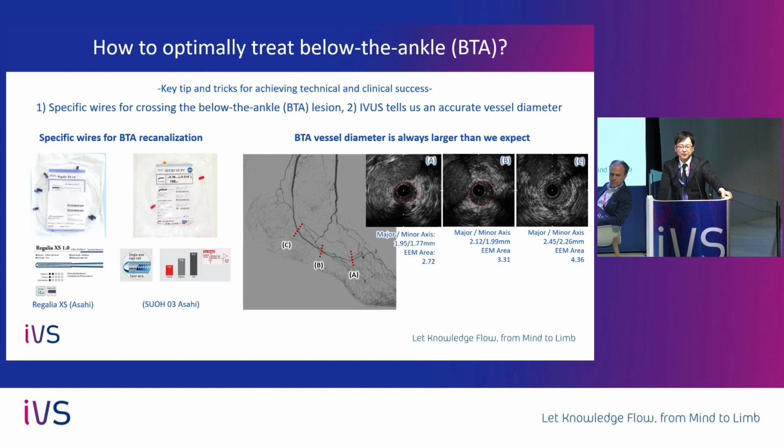So next topic is the below-the-ankle region. So how to optimally treat the below-the-ankle region? Key tips and tricks achieving technical and clinical success are shown here. As everyone knows, below-the-ankle arteries are small in diameter with high arterial tortuosity. Therefore, wires with specific characteristics such as Regalia, hydrophilic wire, and SOLE are very useful for navigating these vessels.